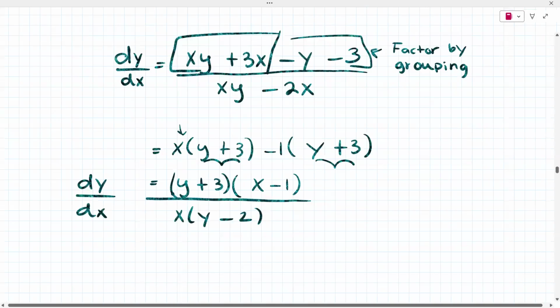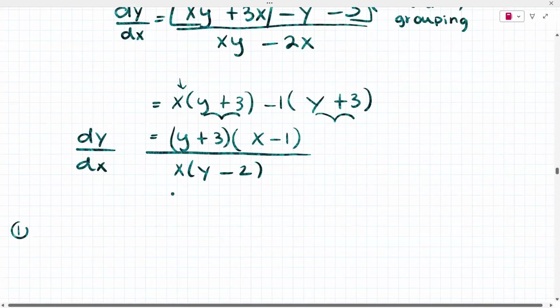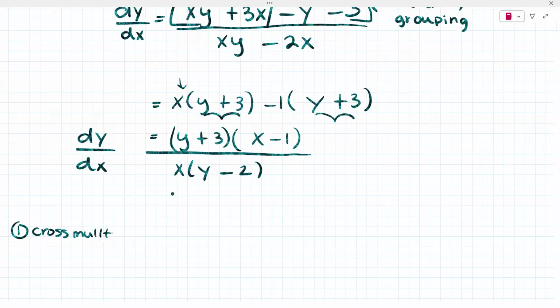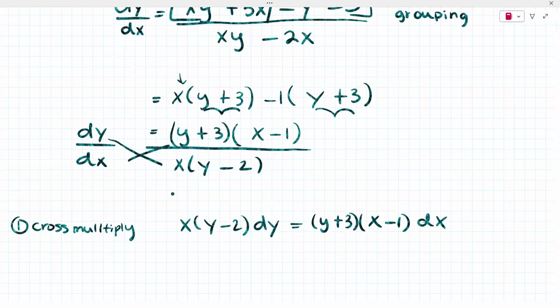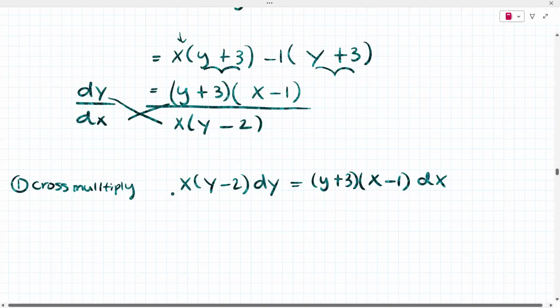I would now cross multiply. So step one, cross multiply, or get all the x's and y's by themselves. So go ahead and cross multiply. This is going to be x times y minus 2 dy. For here, this is going to be y plus 3 times x minus 1 dx. And then what I would do next, before I take the integration, is I have to get all the x's on one side and all the y's on the other side. So what can I do?